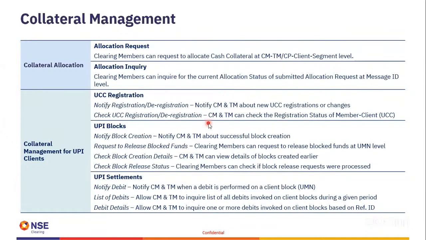Another one is UPI blocks. Whenever a UMN is created at the NPCI end, NCL gets this information through the sponsor bank, captures it at their end, and notifies the clearing member as well as the trading members for whichever clients they receive the UMN. Members can also inquire about these blocked UMNs through the given API or endpoints.